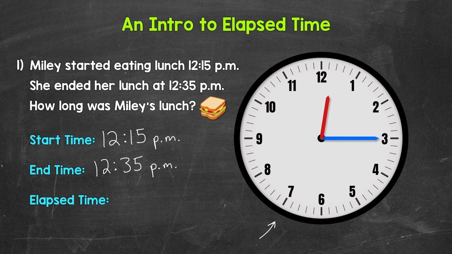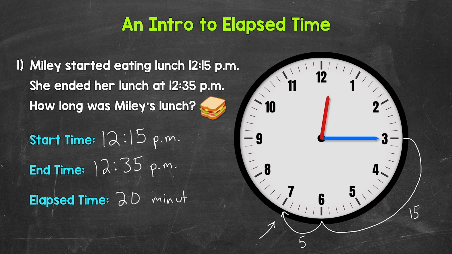Now for our last strategy here, if you're really starting to understand time, you may think, well, it takes 15 minutes to go from 12:15 to 12:30, and then we have another 5 to get to 12:35. So 15 minutes plus 5 minutes gives us that 20 minutes as well. So our elapsed time here, 20 minutes. So a few different strategies there, a few different ways to think through this.